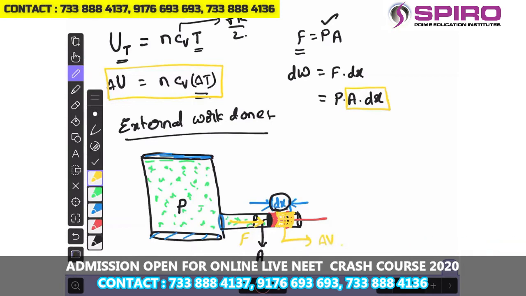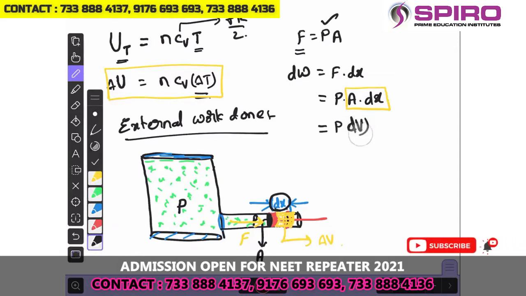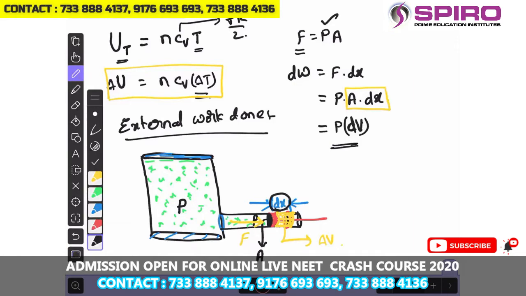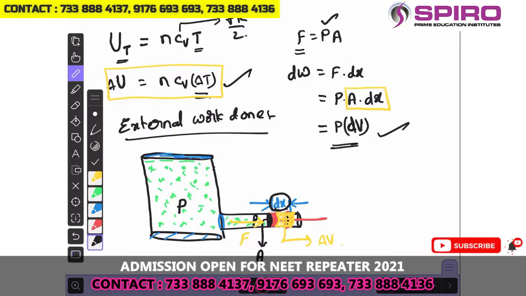I'm going to write the change in the volume here, that is P into change in the volume, or dV. P into dV is the change in the volume. Okay, so additional work done or external work done is given by P into dV, right? These are the two thermodynamic variables we have to understand to proceed into the lesson. Okay, now let us understand the first law of thermodynamics.